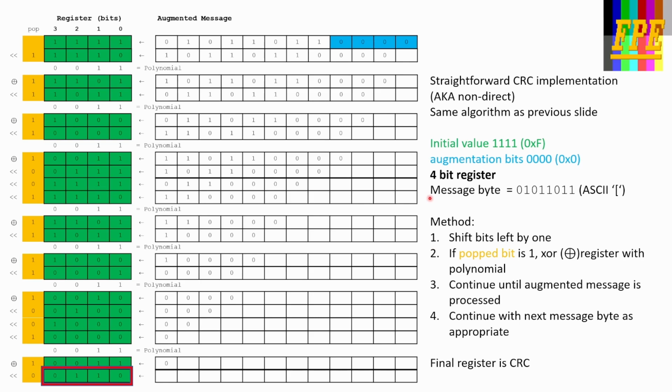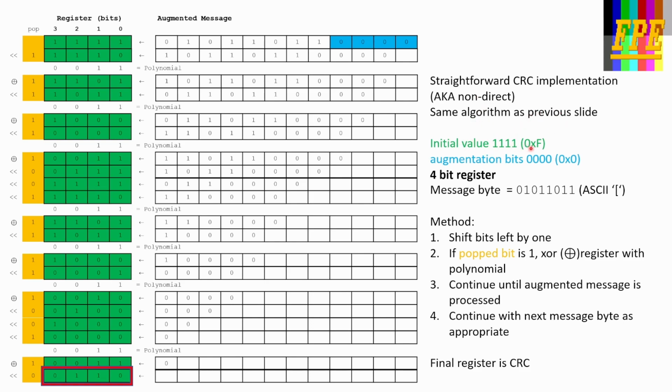So to look at it a different way, because that's a little long-winded, this is, believe it or not, the same mechanism, just written differently. And I've tried to draw it out here to make it a little more clear what's going on. And if you want to look in that document I referenced earlier, they call it the straightforward CRC implementation, or AKA non-direct. And this is the same algorithm as in the previous slide.